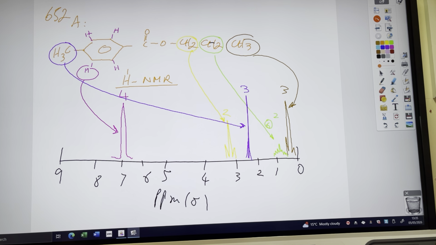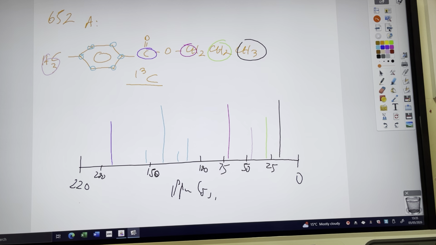Now, something like that would be very useful too. You'll see where these signals are coming from. I try to color code them for you as well, so they are very, very clear.